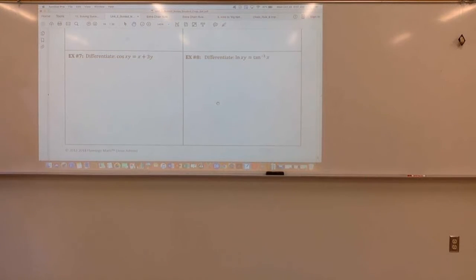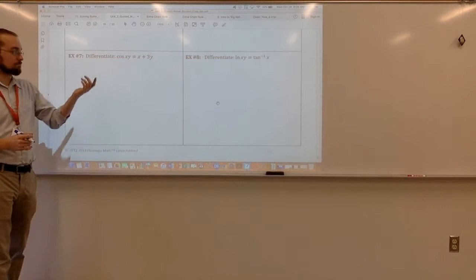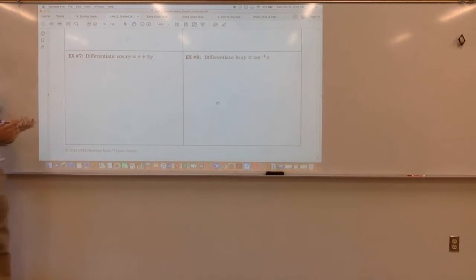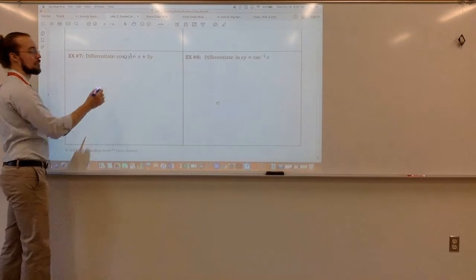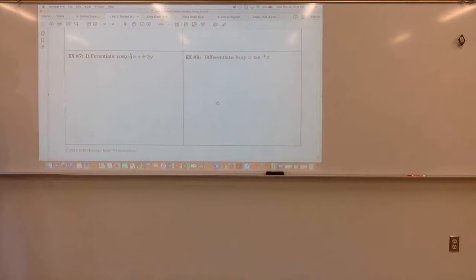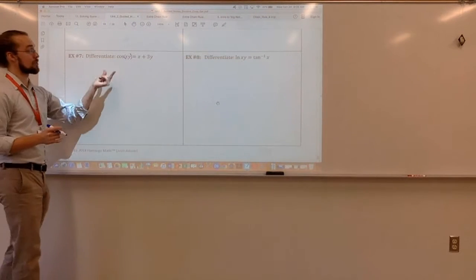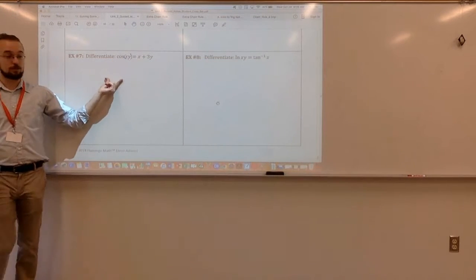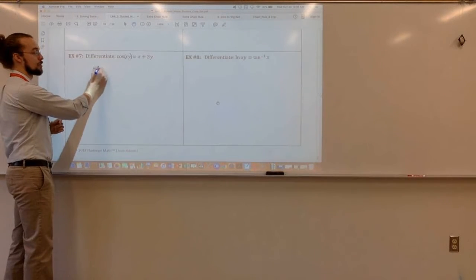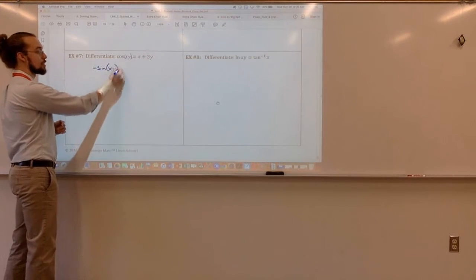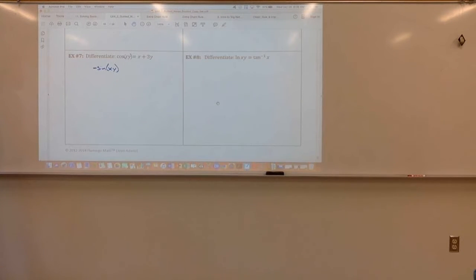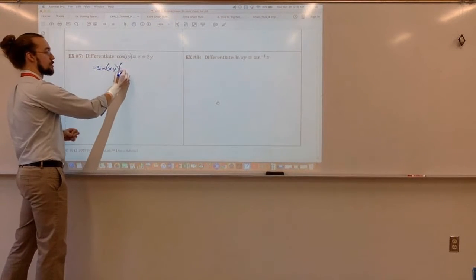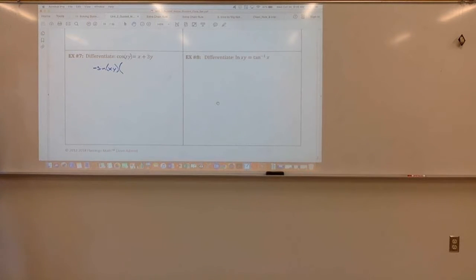So I've got the cosine of xy equals x plus 3y. How would I take the derivative of the cosine of xy? So we're going to have to use product rule and chain rule for this part. Right? We've got a couple layers here. So the outermost layer is cosine. So the first step would be taking the derivative of that. So negative sine, and don't change the inside, times the derivative of the inside. Right, and we'll have the product rule for the inside there.